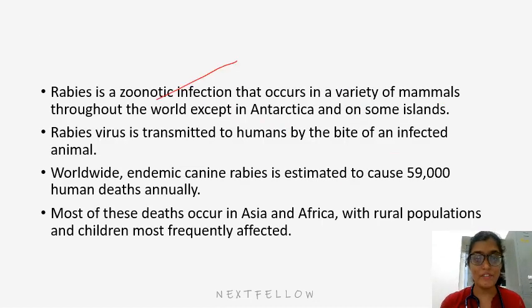Rabies is a zoonotic infection that occurs in a variety of mammals throughout the world except in Antarctica and some islands. Rabies virus is transmitted to humans by the bite of an infected animal. Worldwide, endemic canine rabies is estimated to cause 59,000 human deaths annually. Most of the deaths occur in Asia and Africa, with rural population and children most frequently affected.